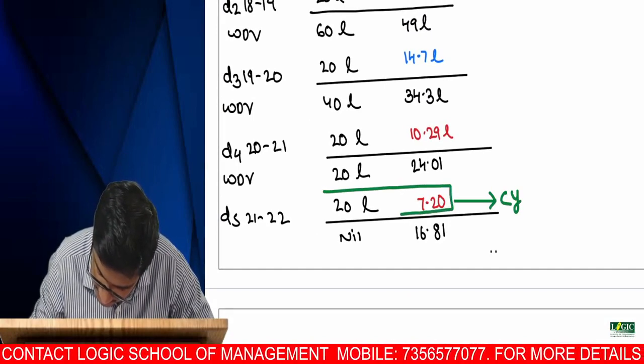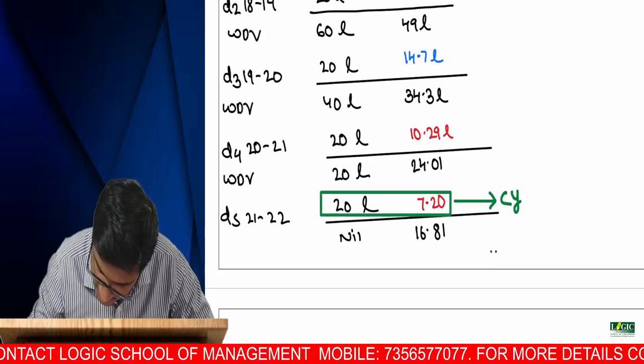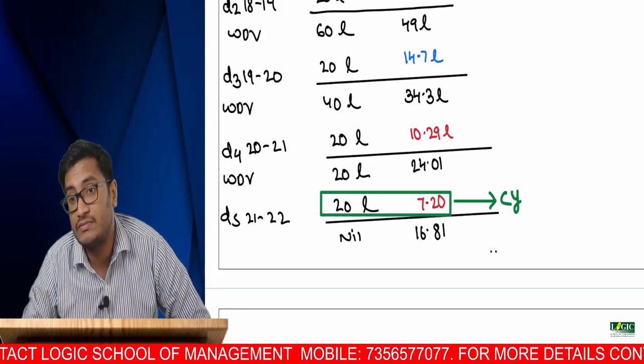This is our current year. Anyhow, we will be preparing statement of P&L for the current year. Clear?